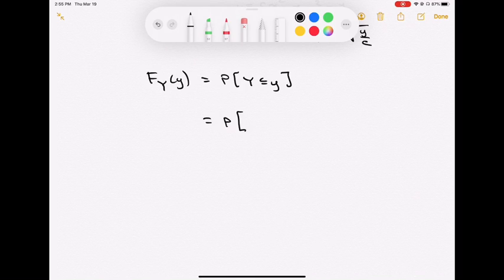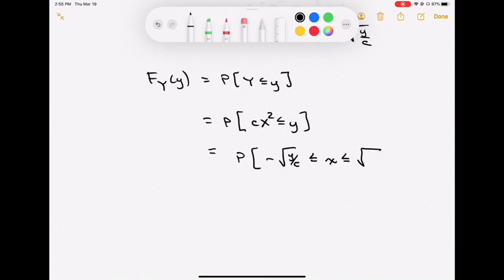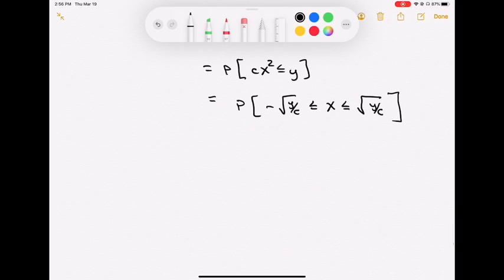Through our pictures and just knowing that transforming function, we know that that is the probability of c X squared less than or equal to y, which by that picture looks like the probability that minus root y over c is less than or equal to X, which is less than or equal to root y over c. That shouldn't have been a little x, that should have been a capital X. That's not exactly the CDF of X, although you could take it as a difference of two CDFs potentially.